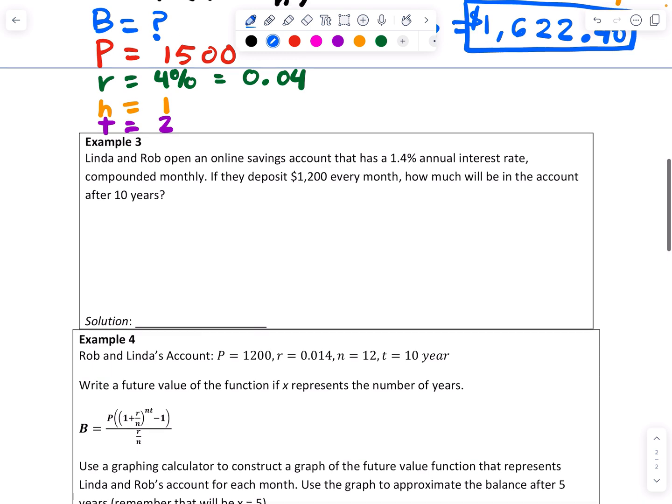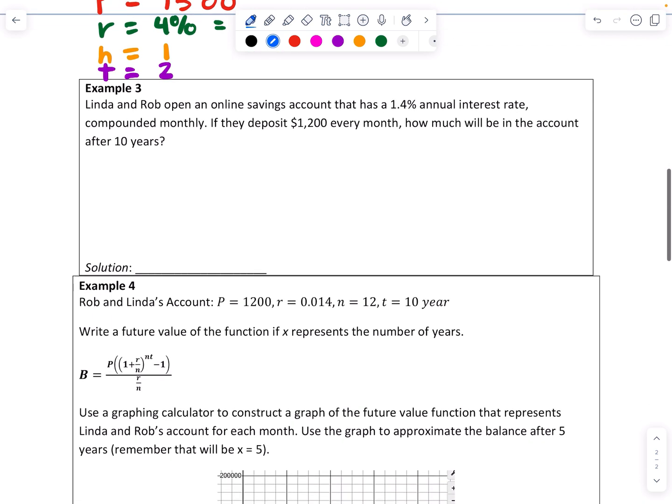Okay, next example. Linda and Rob open an online savings account that has a 1.4% annual interest rate compounded monthly if they deposit $1,200 every month. See that right there? That's a repeated deposit.